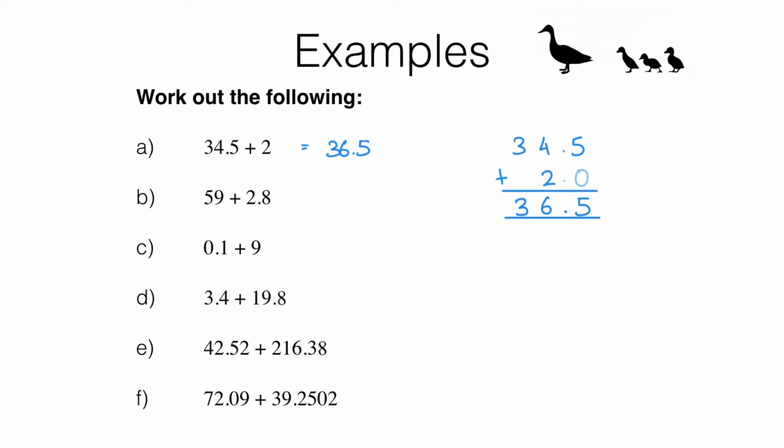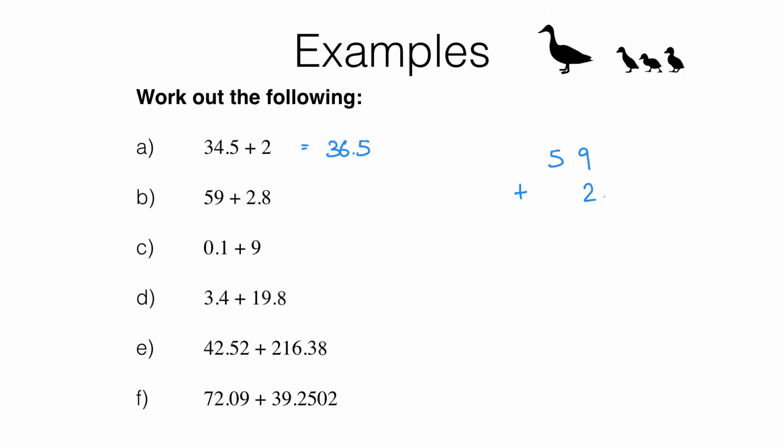Let's move on to question B. We have 59 plus 2.8. This is another one we can do mentally, but let's see if we can set it out correctly using column addition. Let's start with the 59. I've got 5 tens and 9 units, and I want to add 2.8. Where do you think the 2.8 should go? Well, the 2 in the 2.8 is in the units column, so it should go under the 9, which is also in the units column.